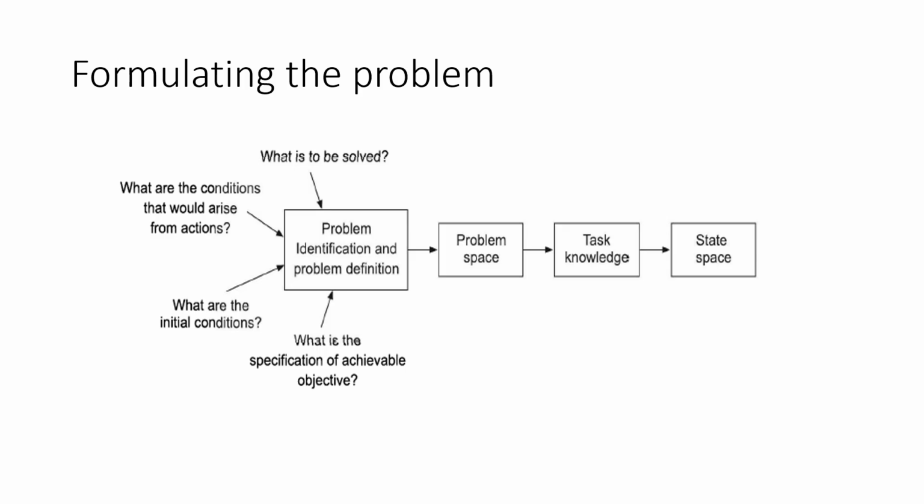The next one, what are the initial conditions? What is the initial condition for solving this problem? Everything we have to focus on. For example, how many tiles are there, how many boats are there, and how many spaces are there. Everything we have to focus on. The next one is the specification of the achievable objective.